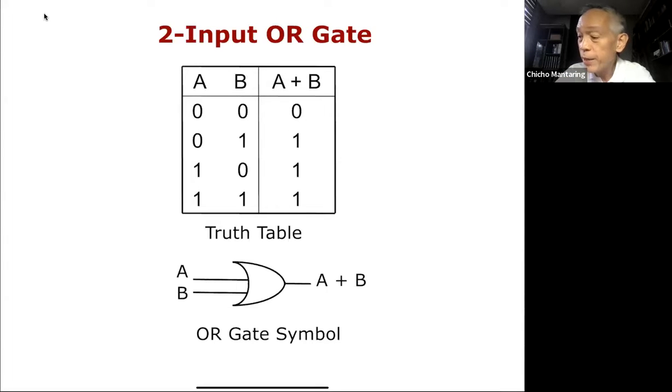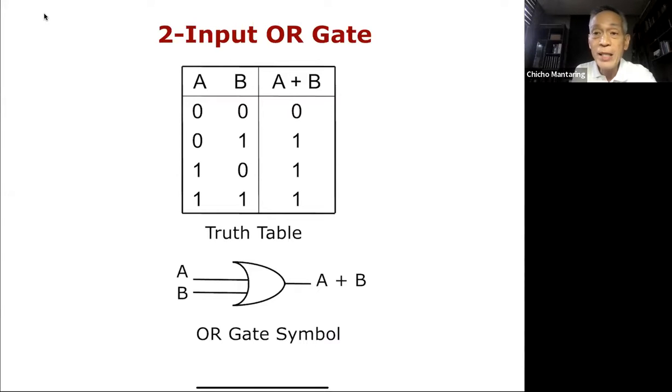Okay, this is your OR gate. What is an OR gate? The output is 1 when any of the inputs are 1. So of the 4 possible combinations, 3 of those 4 would have at least one input that is 1, and therefore your output will be 1. So that's your truth table. This is your OR gate symbol. This is your operator, A or B.